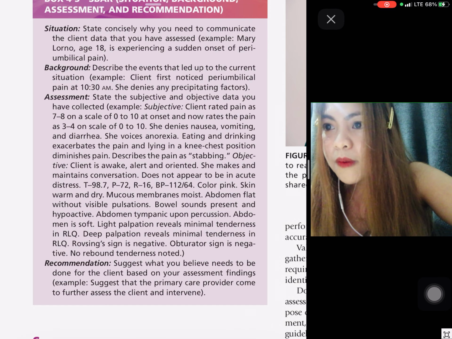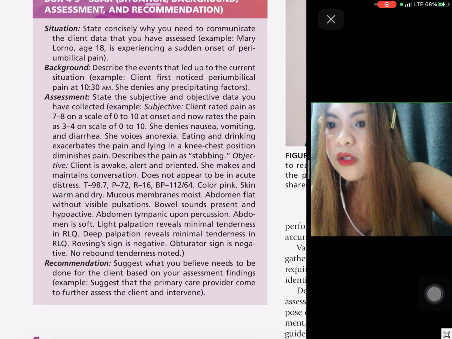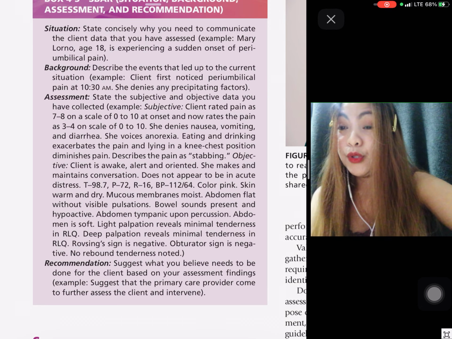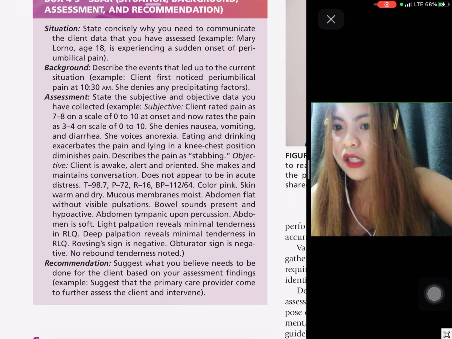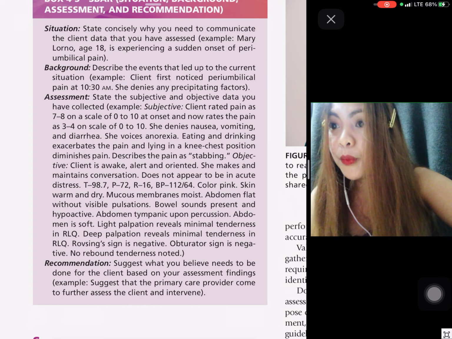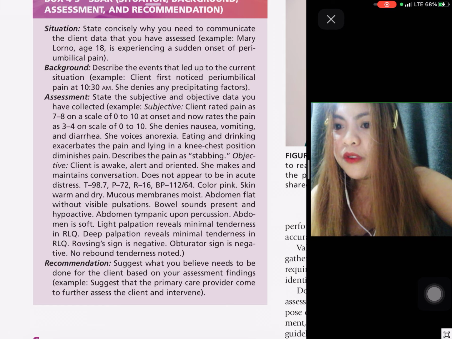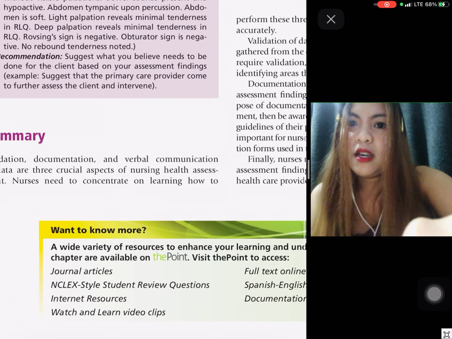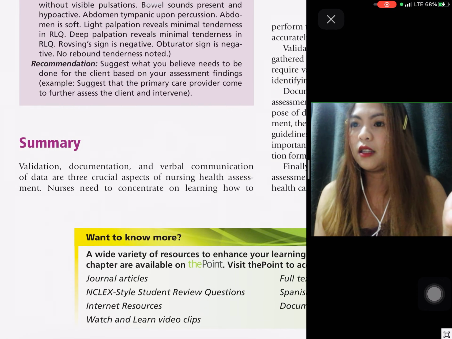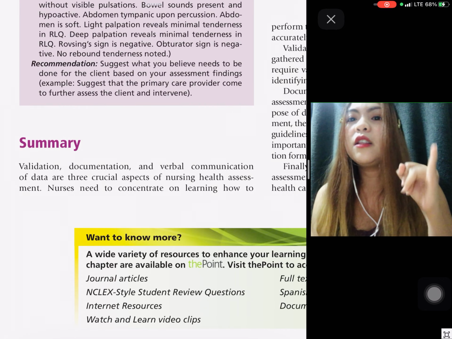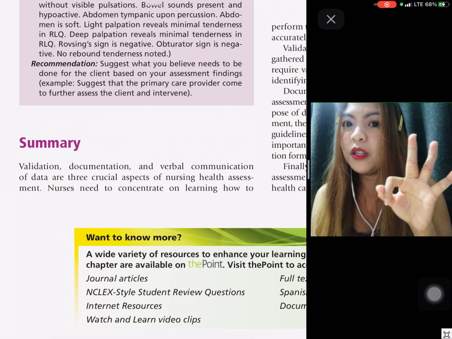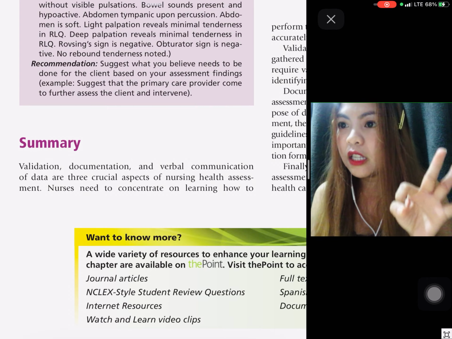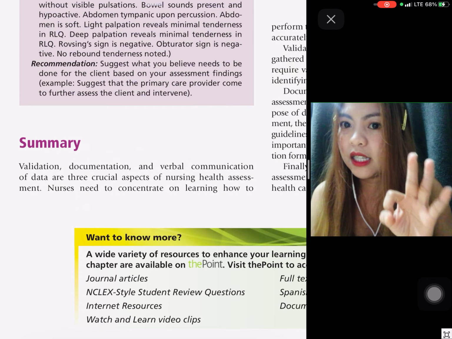Recommendation. Suggest what you believe needs to be done for the client based on your assessment findings. So, example, suggest that the primary care provider come to further assess the client and intervene. So, yan. So, ano yung summary ng lesson natin? So, ang summary ng lesson natin, validation, documentation, and verbal communication of the data are the three crucial aspects of nursing health assessment. So, nurses need to concentrate on learning how to perform these three skill steps, thoroughly and accurately.